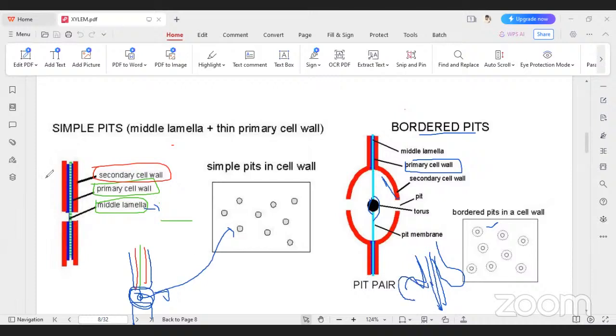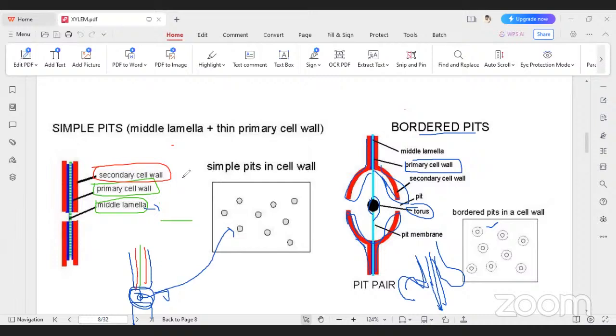bulge-like structures form, not uniform like a simple pit. In between these bulge-like structures, a pore is present. This pit is called a border pit. Just imagine the secondary wall layer like this, with some bulge-like structures. Here also the same. Only the secondary wall layer bulges, like a bow shape, right? So this is called a border pit.